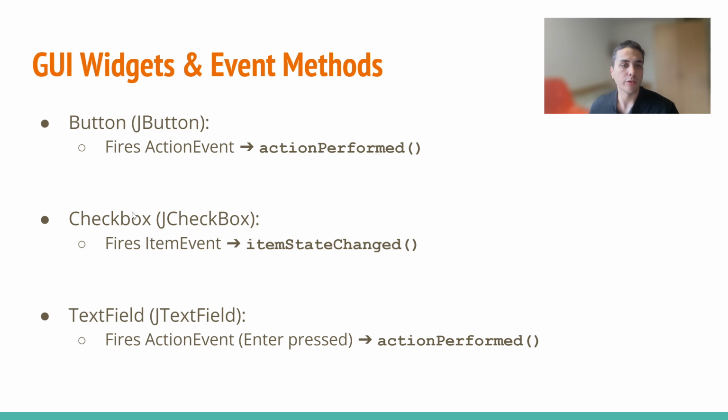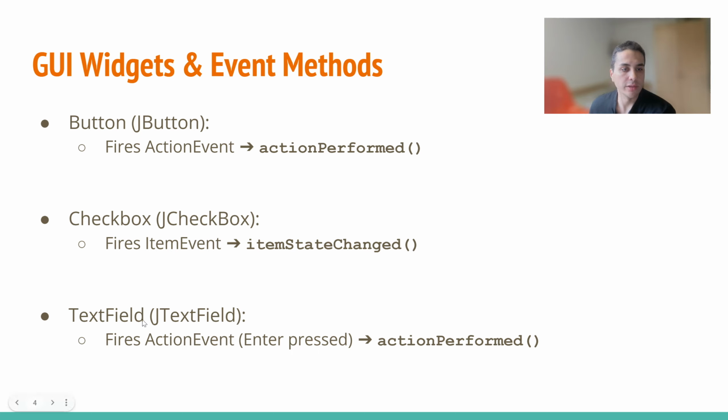And we have the checkbox, JCheckBox, which often generates an item event when its state changes, like checked or unchecked. The listener can be an ItemListener with the method itemStateChanged, and again we will have an argument called ItemEvent e. Using that, you can react to the user ticking or unticking the box.